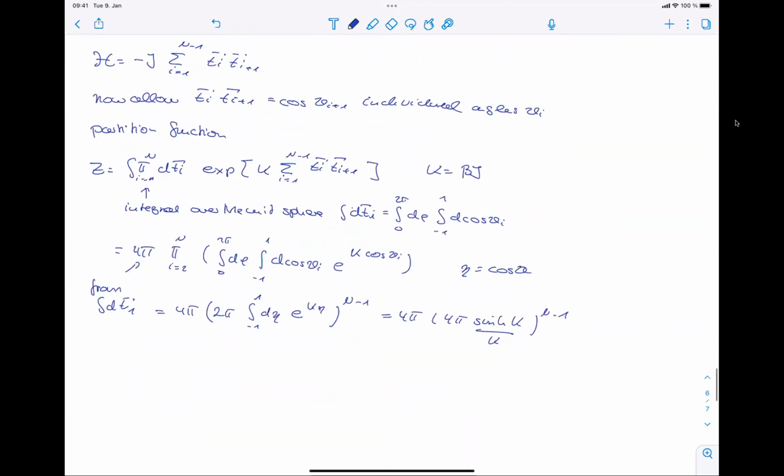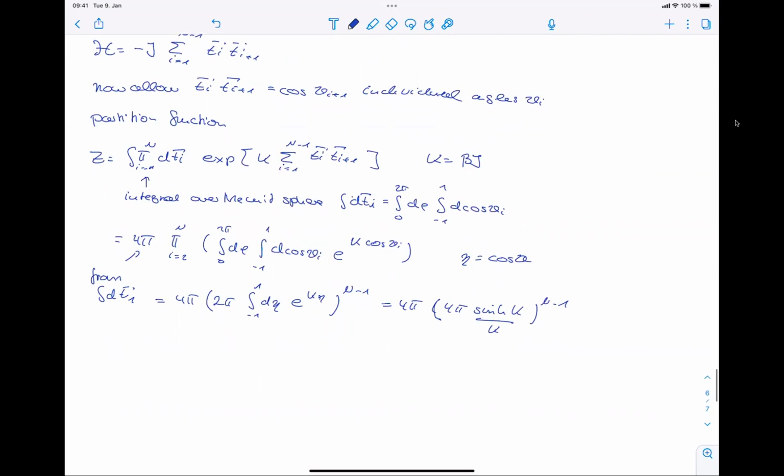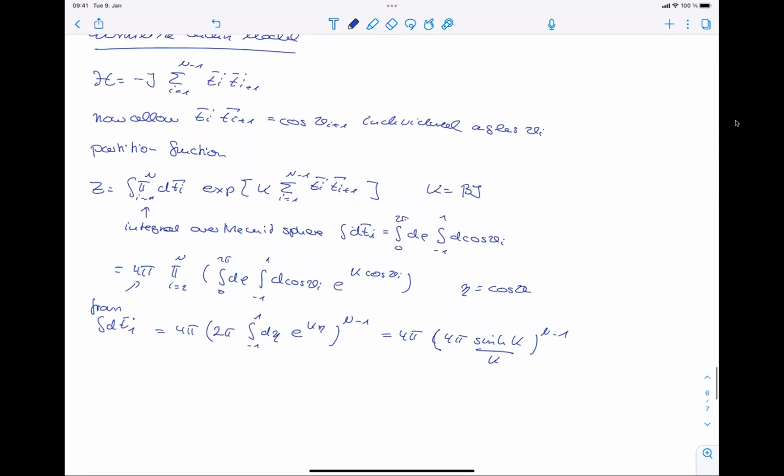To the power n-1. And as advertised, looking into polymer physics is a nice recap of lots of concepts that you've seen before. Here the result is very reminiscent of the Ising model. Now it's very useful to generalize this expression for having individual interaction strength.